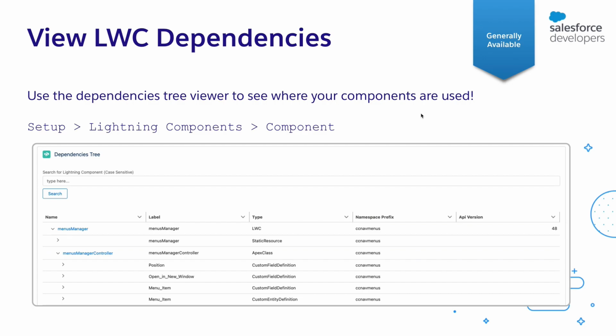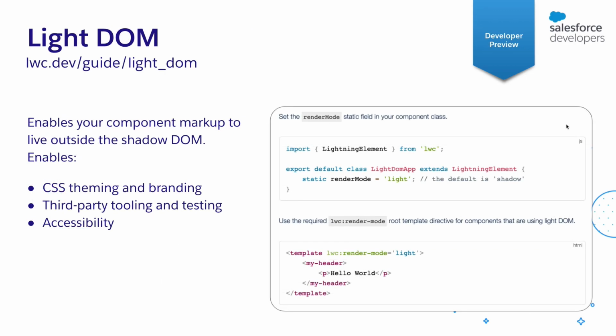Then something else that we have GA is the ability to see the dependencies tree for your Lightning components. Now, if you go to the setup menu, Lightning Web Components, you are going to be able to see which dependencies your component has, same as we had for Apex classes or Apex triggers and so on. Now we are going to be able to see that for Lightning components. Not super interesting, but I'm sure that it's going to help some developers with their day-to-day work, right?